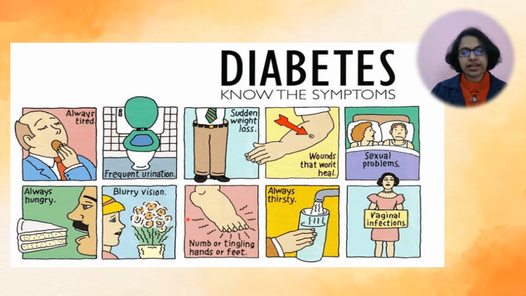Blurred vision means the clarity of vision will be lacking, and numbness or tingling in hands or feet. So why is it happening here? Because of the nervous system or neuropathy. Neuropathy complication may arise because of diabetes. And always thirsty, the patient will go for water. Then some reproductive organ problems also will arise here. These are the common signs and symptoms a patient is suffering with diabetes mellitus.